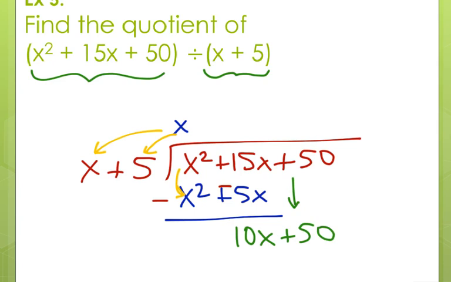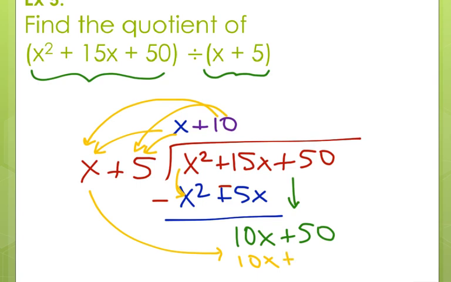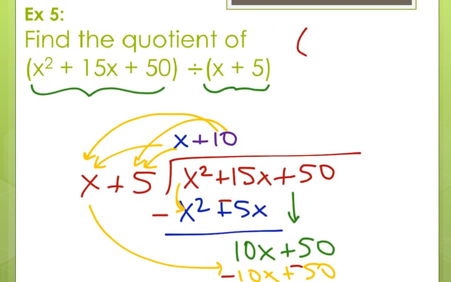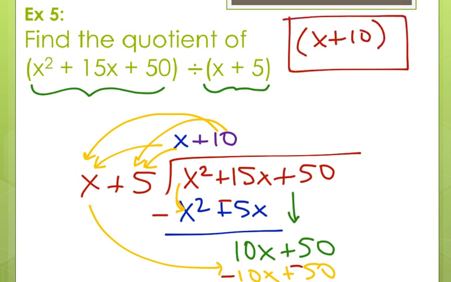Okay, now what I'm going to do is say, what number can I put right here so that this number times x will give me 10x? So I will say 10, because now 10 times x gives me 10x, but then I have to do 10 times 5 also, so that 10 times 5 is 50. And now again I have to subtract everything, and what that does is it gives me 0. I have nothing left, and so that means that x plus 10 is the quotient, so this would be my answer to the division problem.